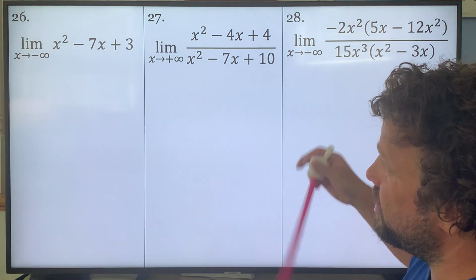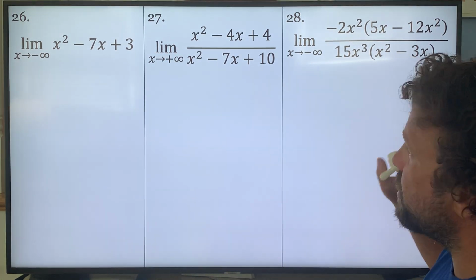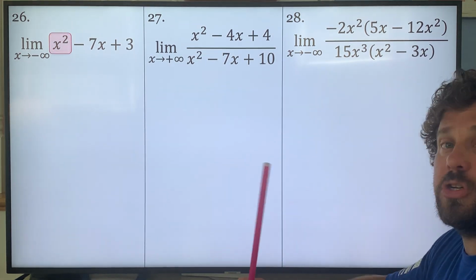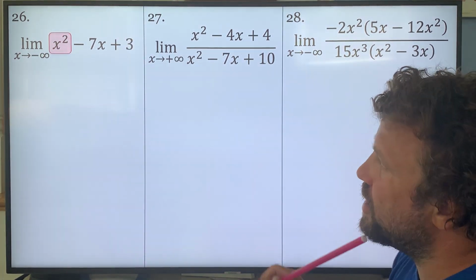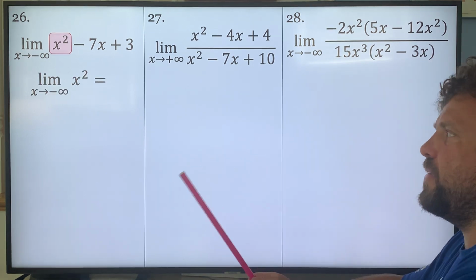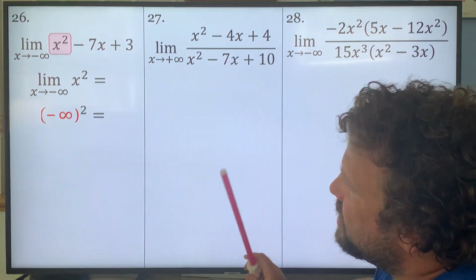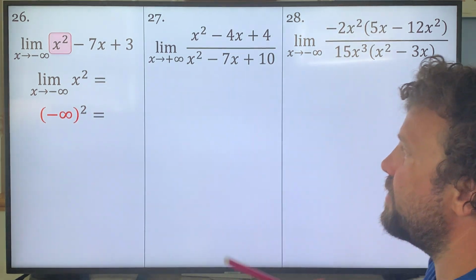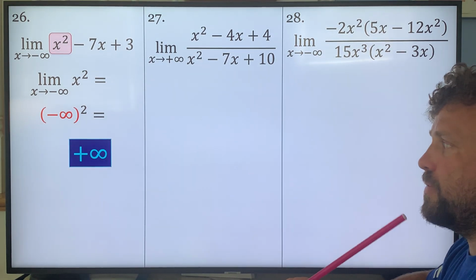Now, the way this works is you pick the highest degree term from numerators and denominators. If it's just a polynomial, you just pick the highest degree term, which is 2. 2 is bigger than 1, which is bigger than constant. So I take my negative infinity, and I'm going to plug it into x squared. Okay? Negative number squared is a positive number, so my answer is positive infinity.